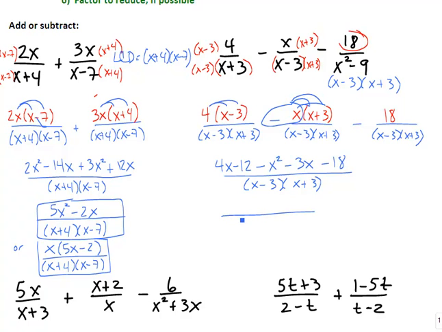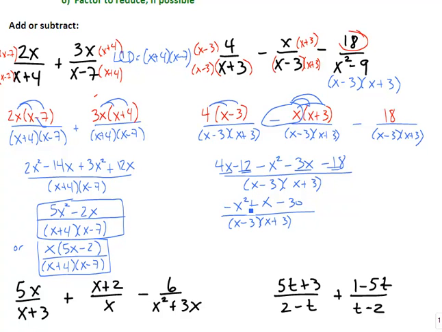If I combine like terms on the top, we only have a negative x squared term by itself, and we have a 4x and a minus 3x, which is going to be a plus x on top, and then we have a negative 12 and a negative 18, which is negative 30. And we're ready to be done.